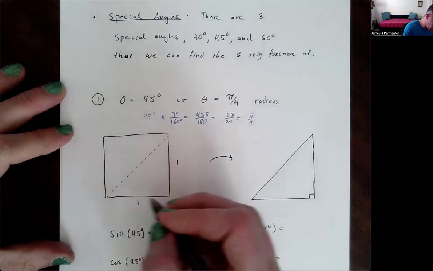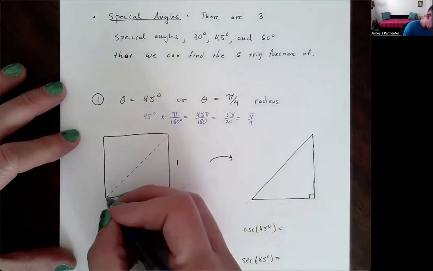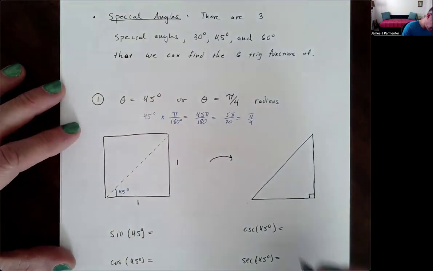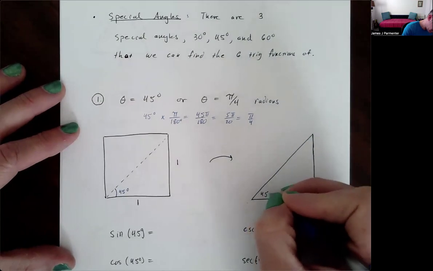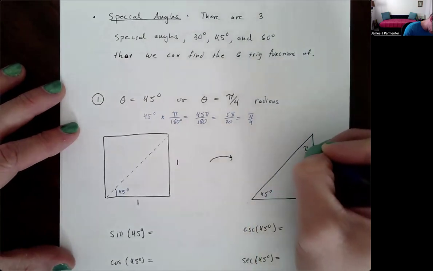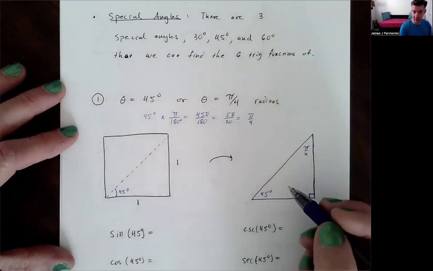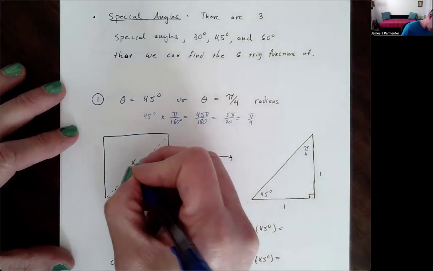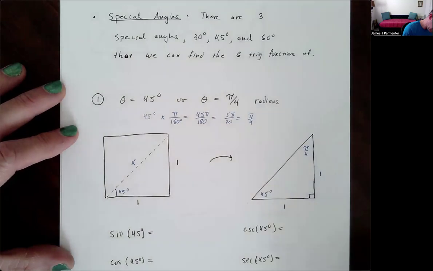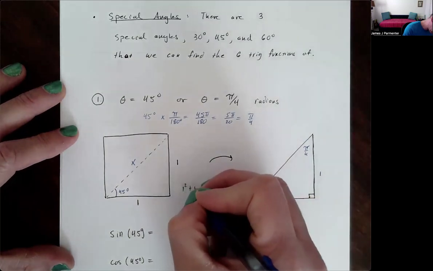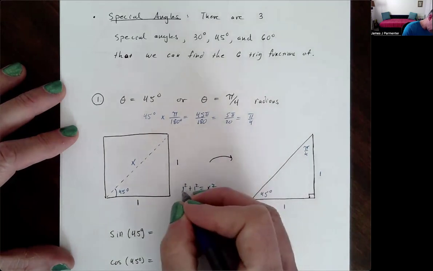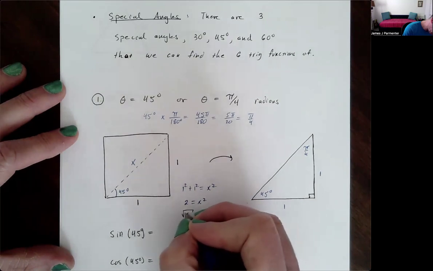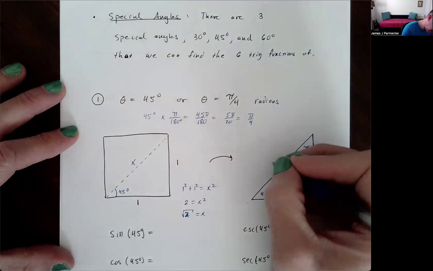And if you draw a square with a side length of 1 and cut it in half diagonally, this angle here is half of 90 degrees, which is 45 degrees, or half of pi over 2 radians, which is pi over 4 radians. And both of these angles are 45 degrees. So this is a 45, 45, 90 triangle. And this side is 1, and this side is 1. If we call this side x for a minute, we can find its length using the Pythagorean theorem. So 1 squared plus 1 squared equals x squared. 1 plus 1 is 2, so x squared is equal to 2. So the length of that hypotenuse is the square root of 2.